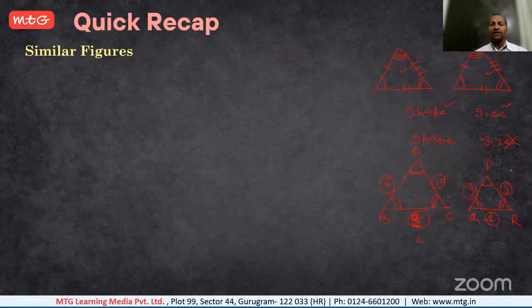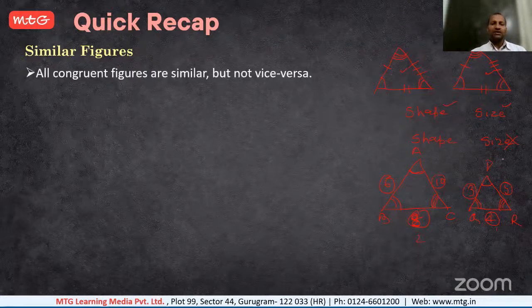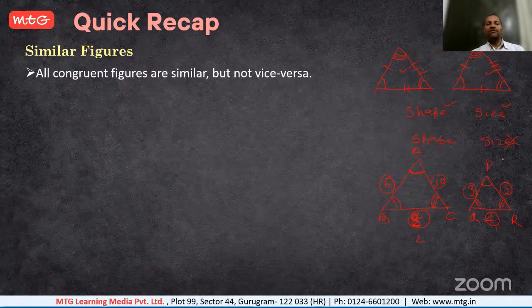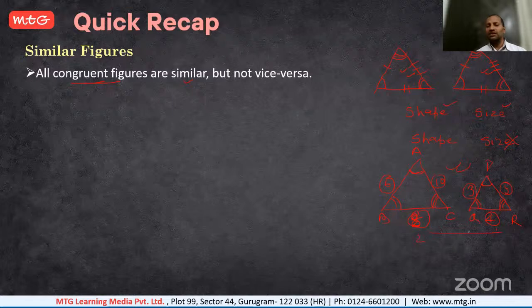So in similar triangles, your angles will be equal and corresponding sides will have the same ratio. It is called a similar triangle. All congruent figures are similar, but not vice versa. If two figures are congruent, definitely they will be similar because their angles are equal and their side ratio is also equal, 1:1. So all congruent figures are similar, but all similar figures are not congruent. Like these two figures are similar, but they will not be congruent because their sides are not equal.